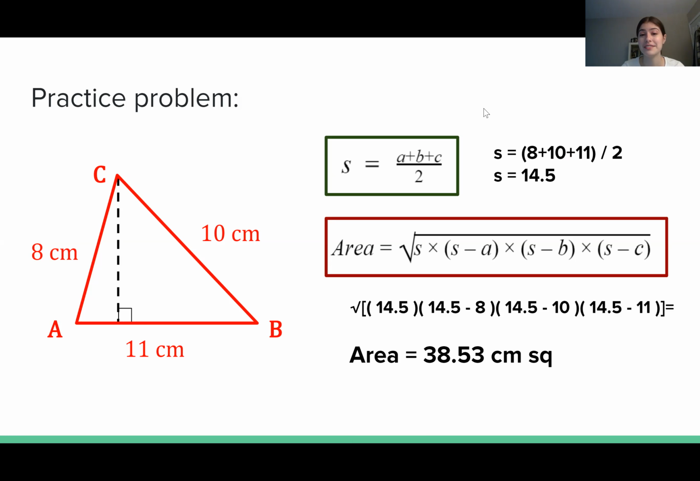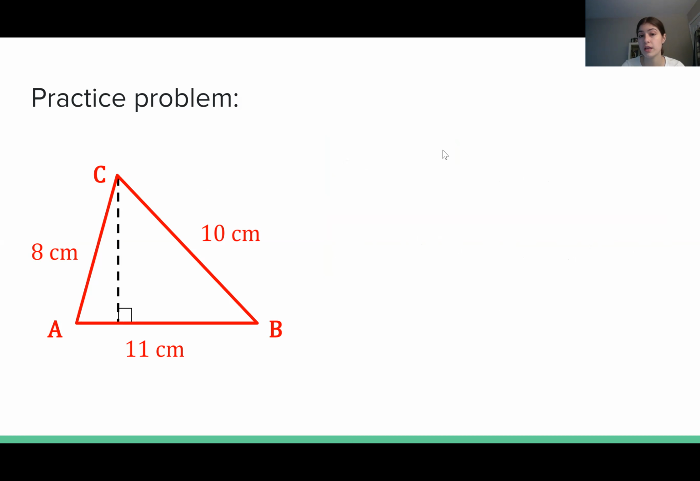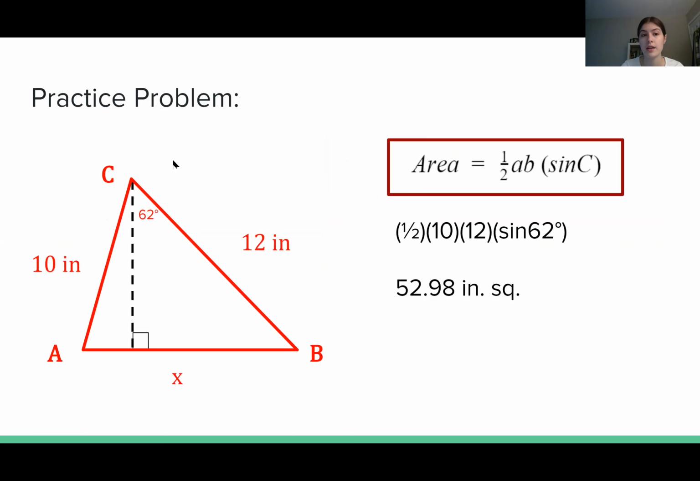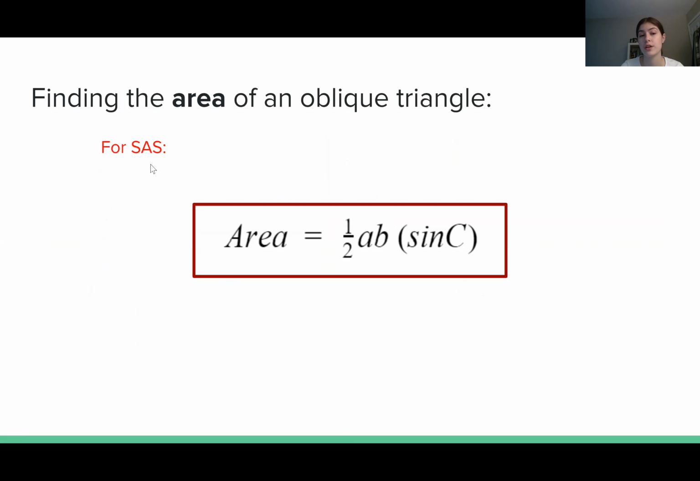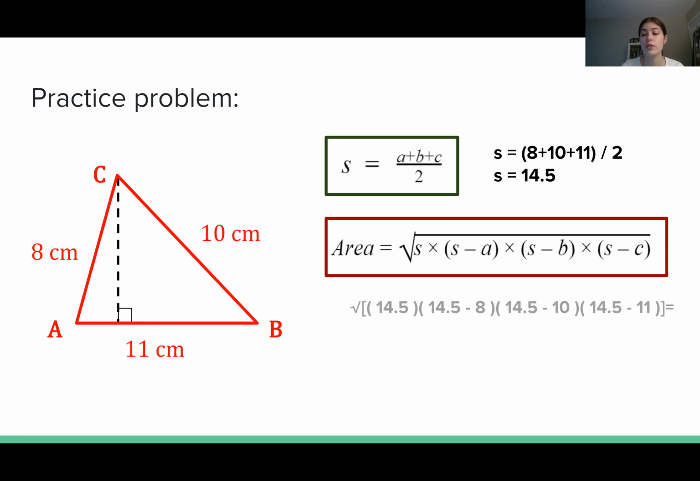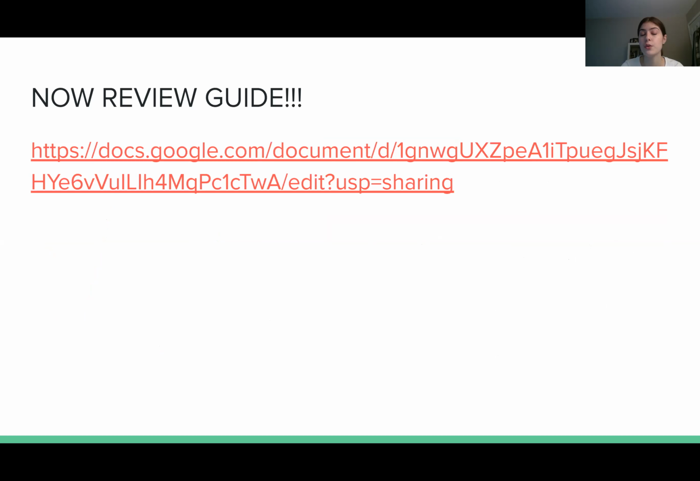So that is everything. Those are all of the formulas. Here we've got Heron's formula right here for when you're given side, side, side, and you're trying to find the area. And then the other area formula when you're given side, angle, side is this one right here, 1/2 AB sine C. So hopefully this helps you with those last few questions on the review guide.